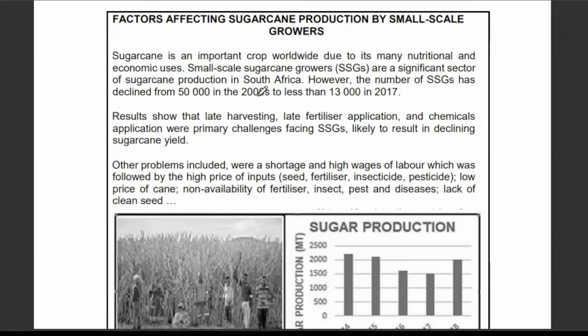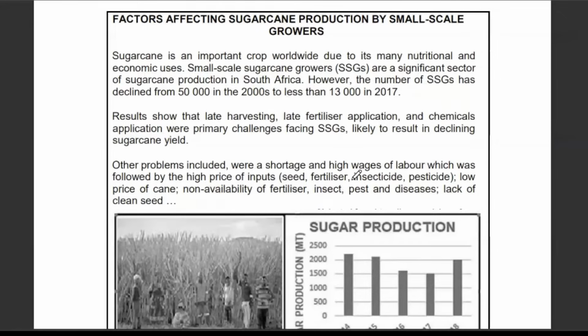It's declined from 50,000 in 2000 to less than 13,000 in 2017. Results show that late harvesting, late fertilizer application, and chemical application were primary challenges facing sugarcane, likely to result in declined sugarcane yield. Other problems were a shortage and high wages of labor, which was followed by high price of inputs, seed, fertilizer, insecticide, and pesticide, low price of cane, non-availability of fertilizer, insects.